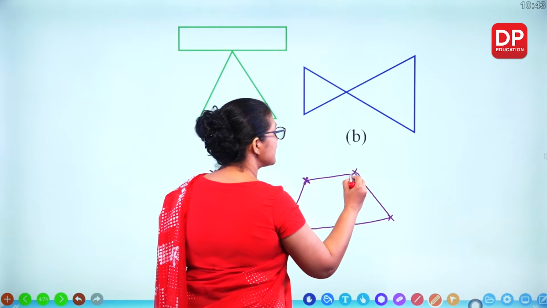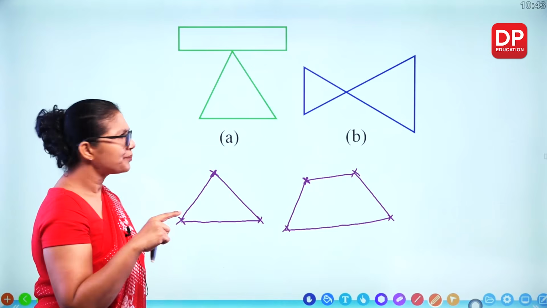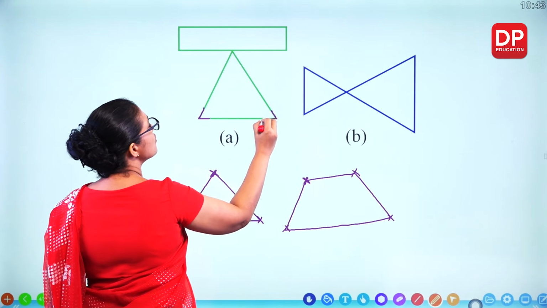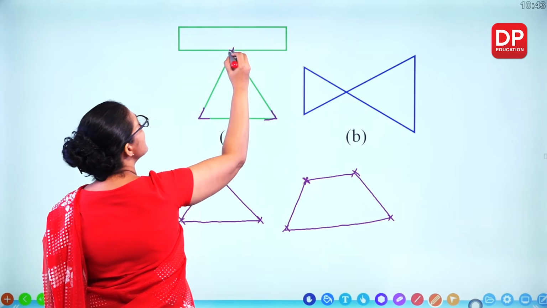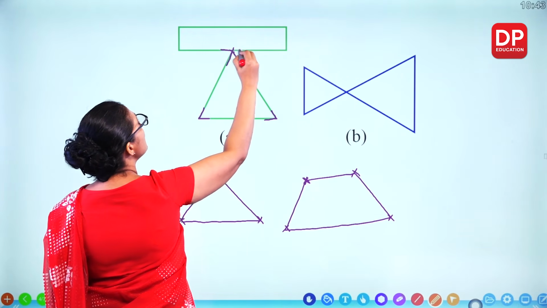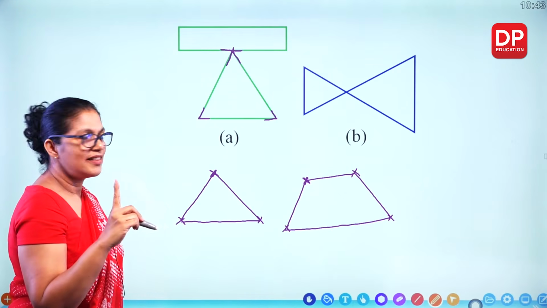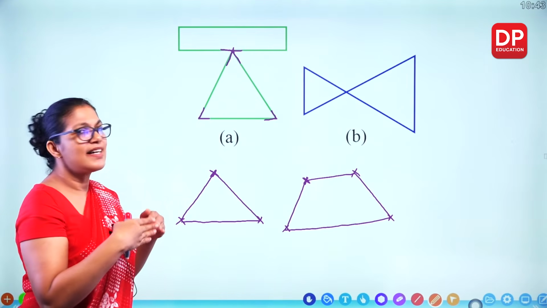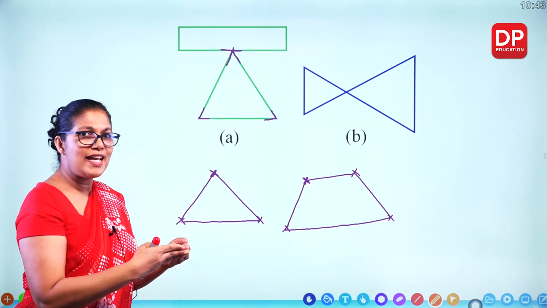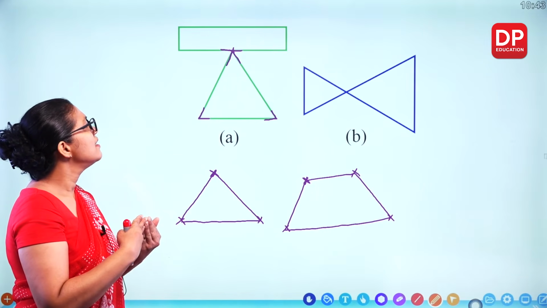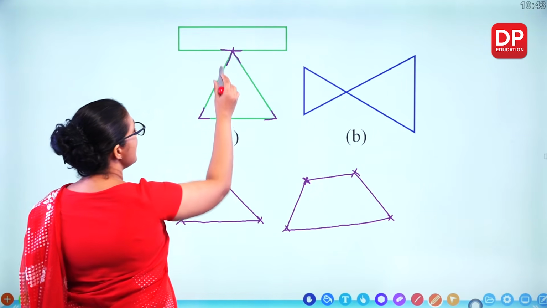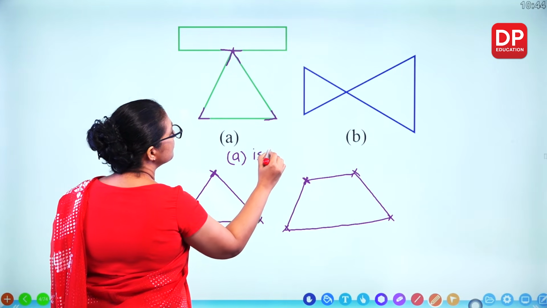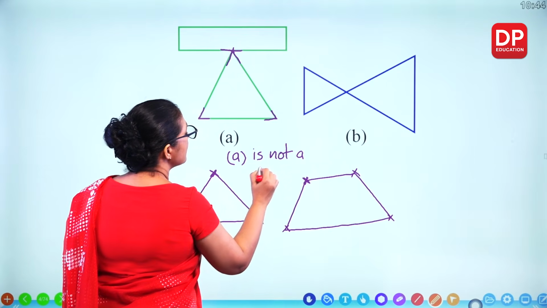So those are polygons. Is it a polygon? This is okay, 2 lines. This is also okay, 2 lines. But what happens here? 1, 2, 3. 3 lines are there. So when you get 3 lines connected and make a point, then that's not a polygon. So you can say A is not a polygon.